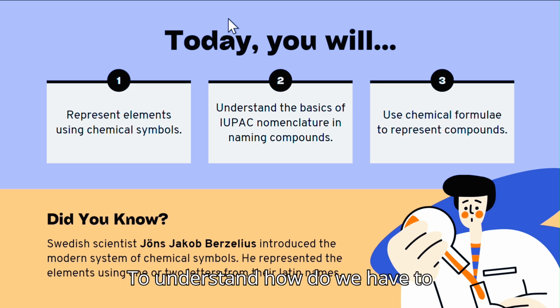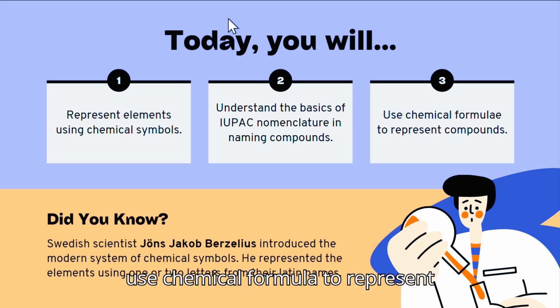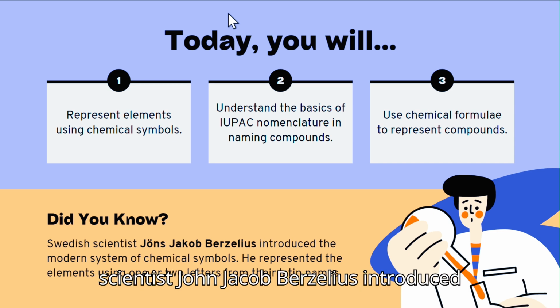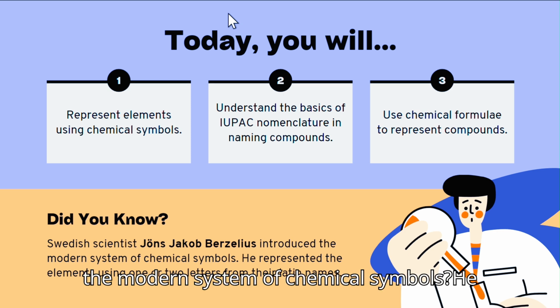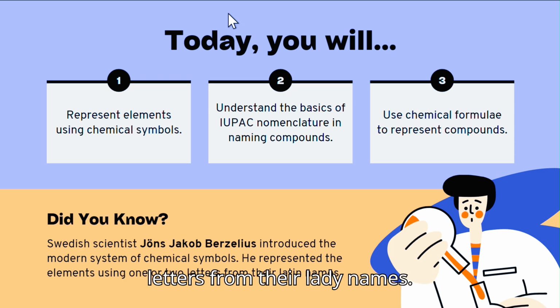To understand how to use chemical formula to represent compounds, we have to know about chemical symbols. And did you know Swedish scientist Jons Jacob Berzelius introduced the modern system of chemical symbols? He represented the elements using one or two letters from their Latin names.